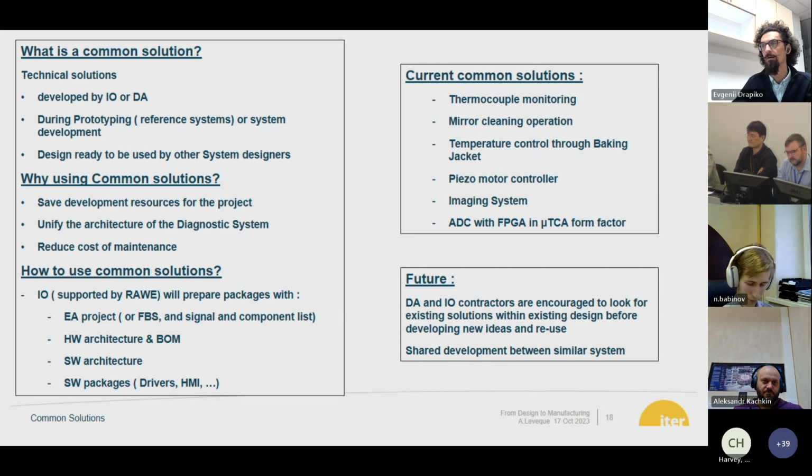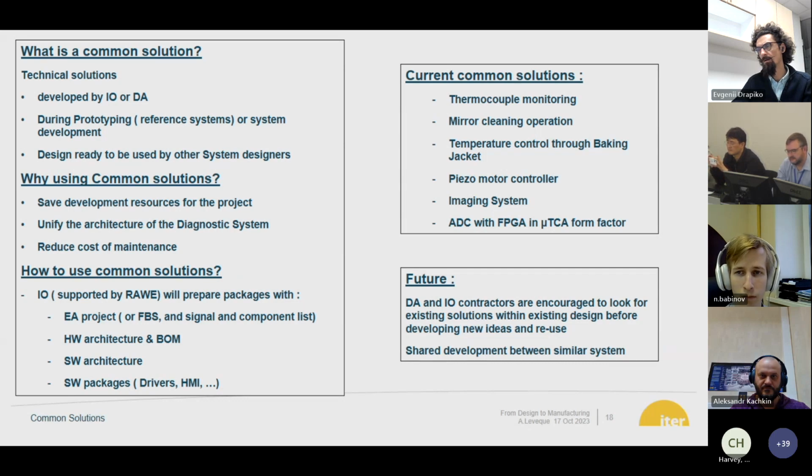So we have identified a list of 6 common solutions that is already prepared in the contract, which is the thermocouple monitoring, the mirror cleaning operation, the temperature control through baking jackets, the piezomotor controller, the imaging system, and ADC with FPGA in micro TCA form factor. So all of them are systems that have been developed for reference system or system development.